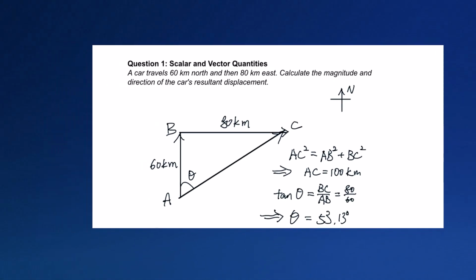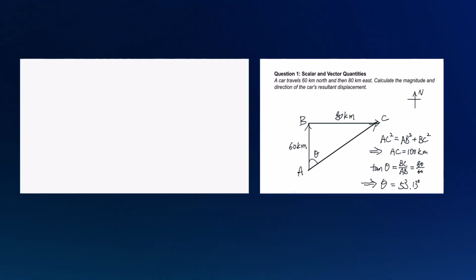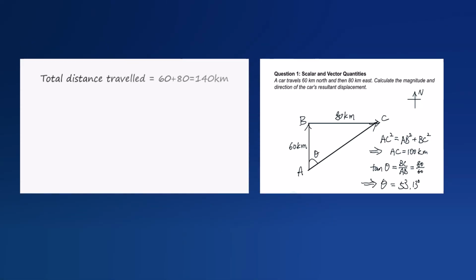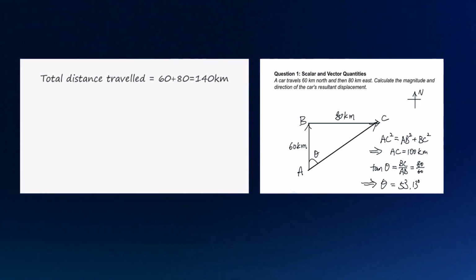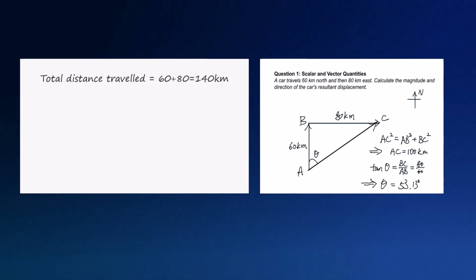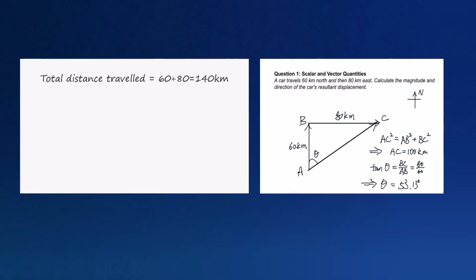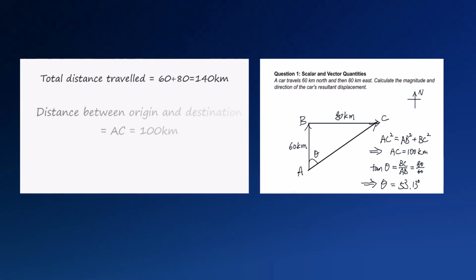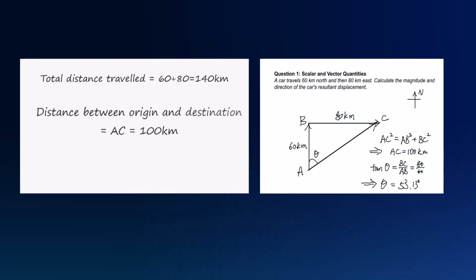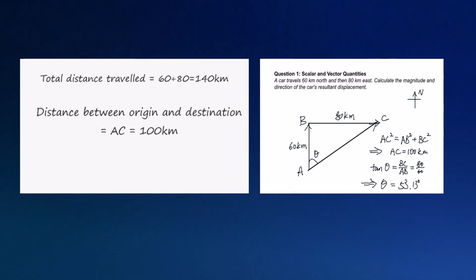Before we jump straight to the answer, let's consider several quantities we can calculate just for our learning. The first quantity is the total distance traveled, which is 60 plus 80 equals 140 kilometers. Note that this is a scalar sum and no direction is considered. The second quantity is the distance between the origin and destination. This is the straight line distance, AC, which is 100 kilometers, as calculated earlier. Again, this is a scalar quantity with no direction.